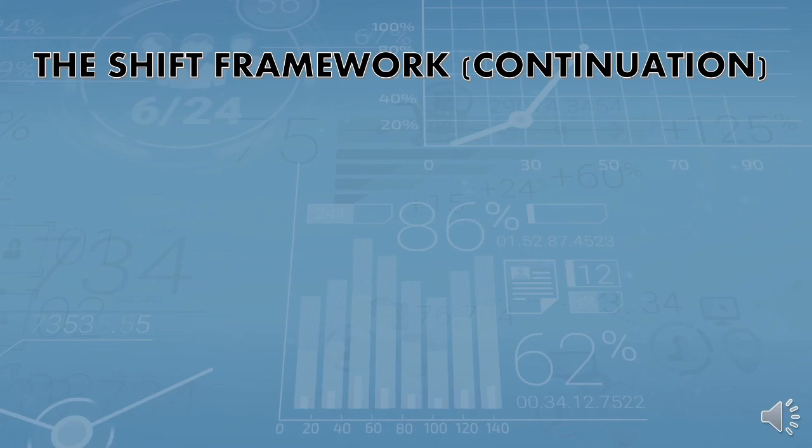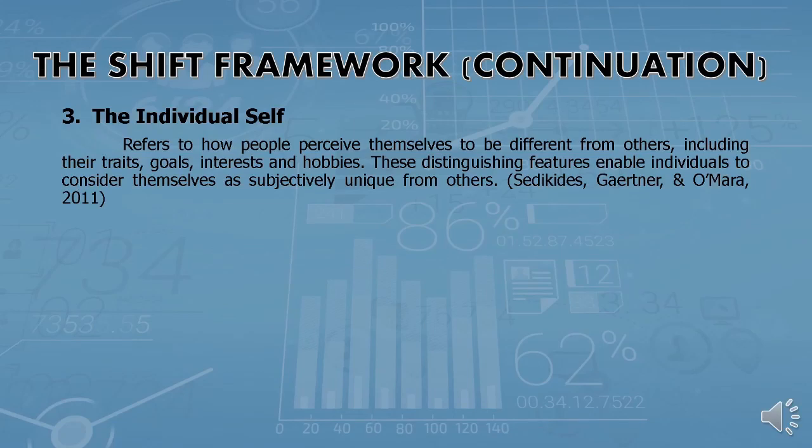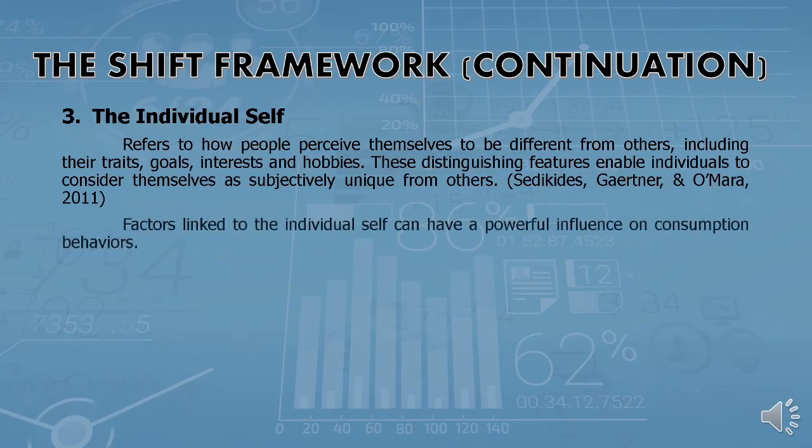I'm here to tackle the remaining SHIP framework. Number 3 is the individual self, which refers to how people perceive themselves to be different from others, including their traits, goals, interests, and hobbies. These distinguishing features enable individuals to consider themselves as subjective and unique from others. So, the factor linked to the individual self can be a powerful influence on consumption behavior. The concept includes positivity of the self-concept, self-interest, self-consistency, self-efficacy, and individual differences.